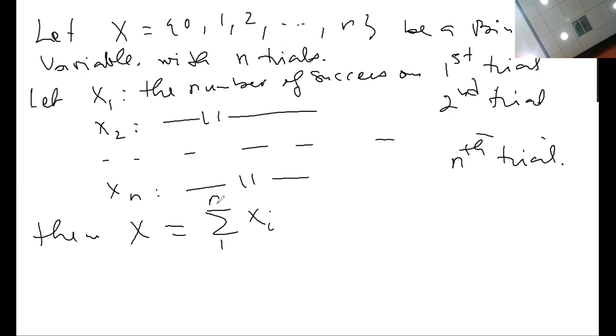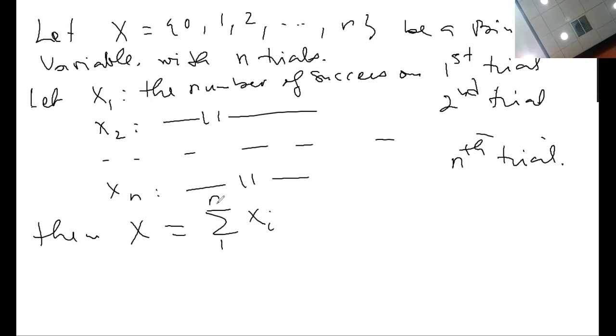If I define xi as the number of successes on the ith trial, then the number of successes at the end is the number of successes on the first trial plus the number of successes on the second trial plus the number of successes on the third trial, and so on until the end trial. That's just what it means. So the xi are independent because they are independent binomial trials. So these random variables xi are independent.